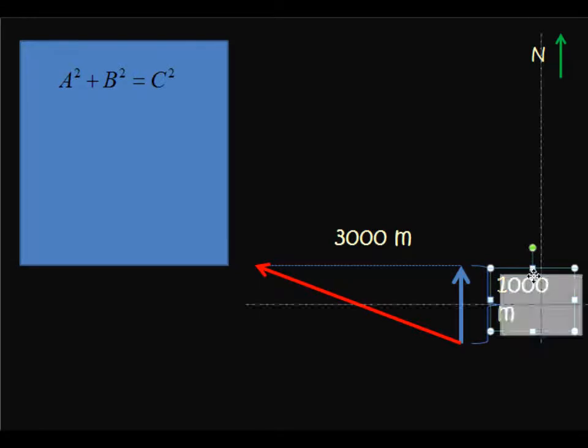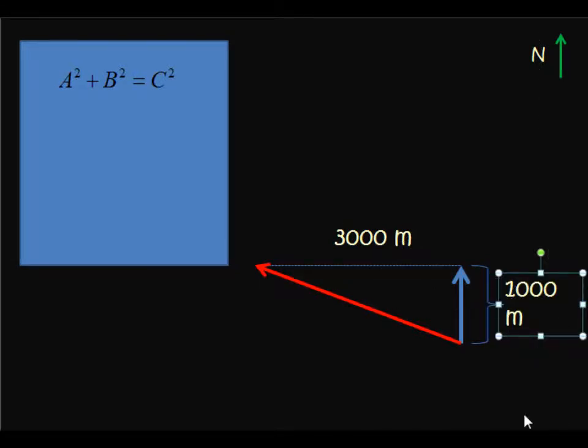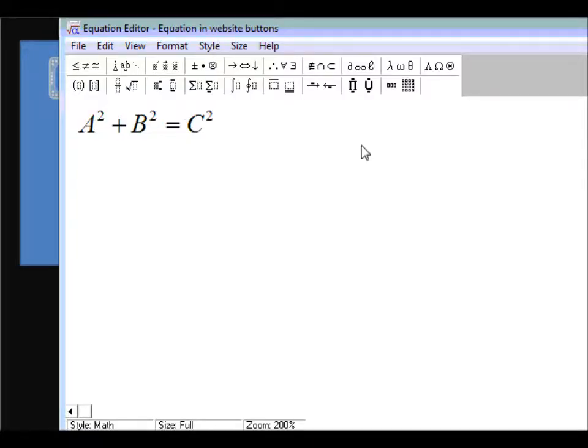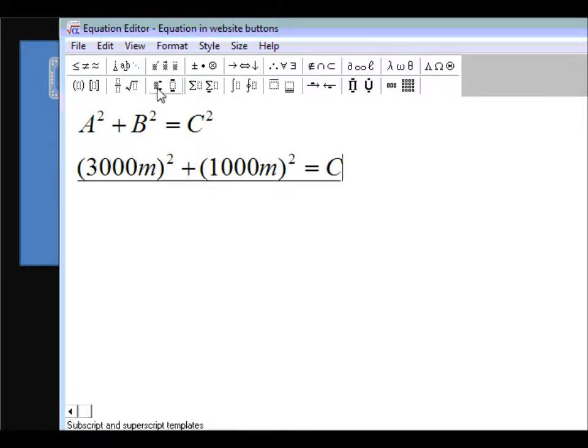And at this point, we're ready to plug 3,000 meters and 1,000 meters into our Pythagorean theorem and to solve for our hypotenuse, which is c. So for a, I'm going to plug in 3,000 meters. Can't forget to square it. For b, I'm going to plug in 1,000 meters. Again, I must square it. And all of this equals c squared, or the hypotenuse squared.